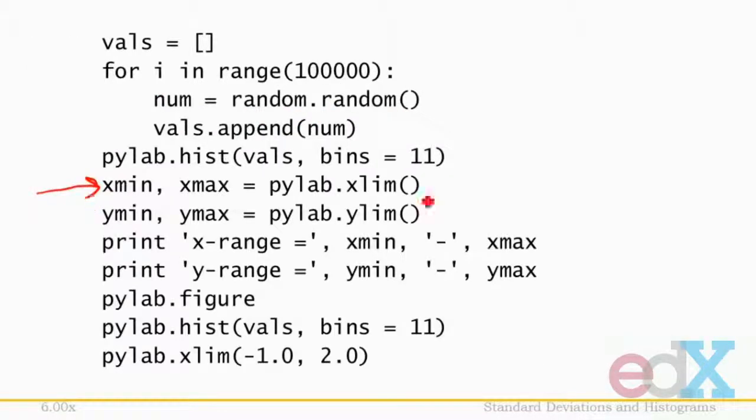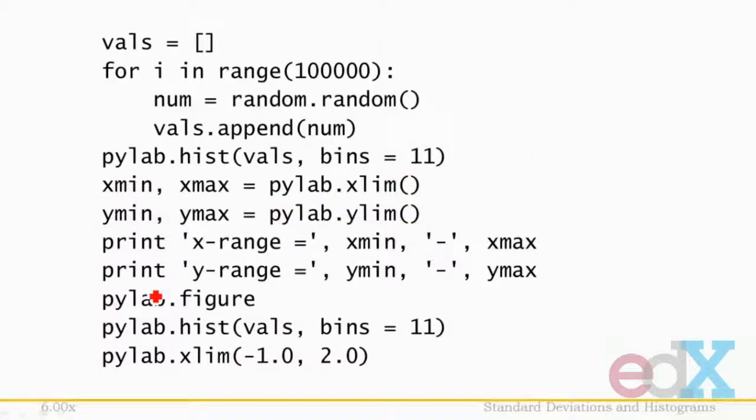This statement first invokes the function pylab.xlim, and notice that it's invoking it with no arguments. When xlim is invoked with no arguments, it returns the minimum and the maximum values on the x-axis. And then those are assigned to xmin and xmax. We'll then do the same thing with y, so we can see what those are. We're going to print these.